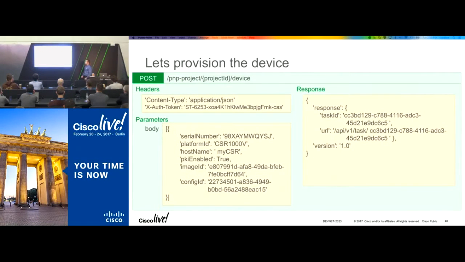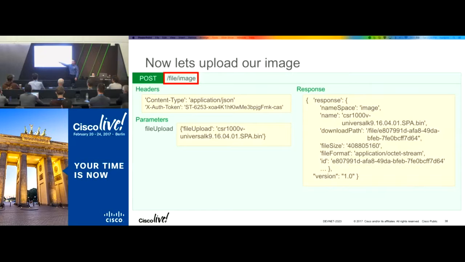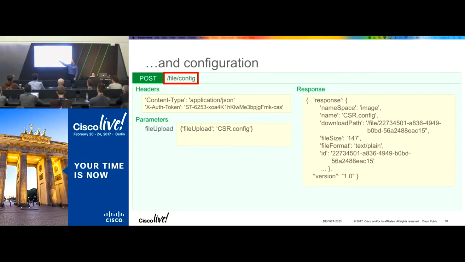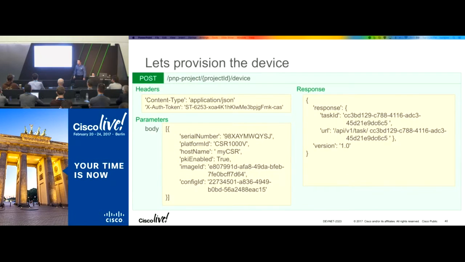So the actual provisioning of the device is only this one function call. In our project, which we created earlier, we're going to add a device, and then this is all of the information about our CSR. So this is its serial number, platform ID, host name, and then these are the two IDs that we got. If you notice, E80 is our image ID, and our file ID should be 227. And it is. And we get back another task, which we'll have to go check the status of as well.